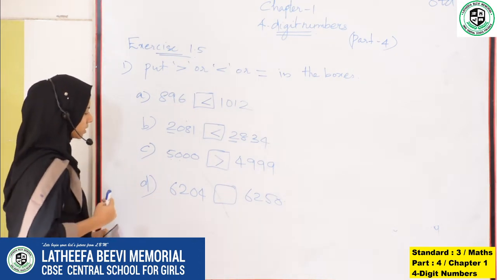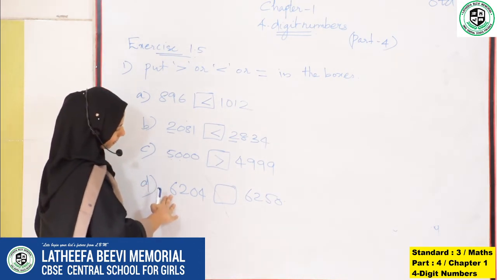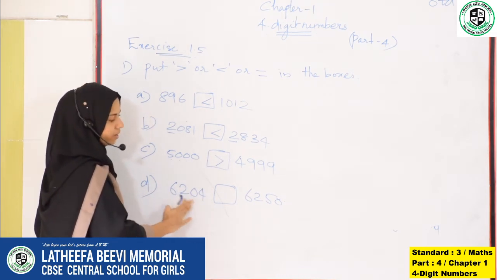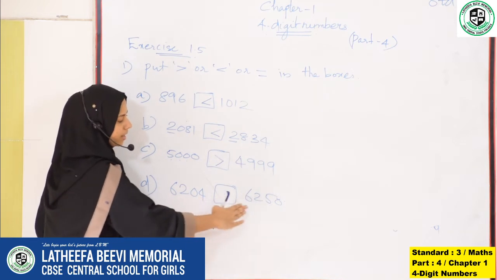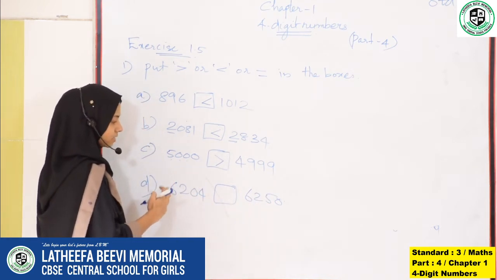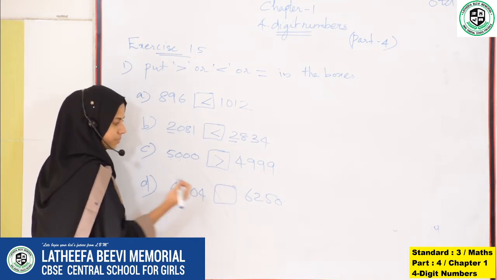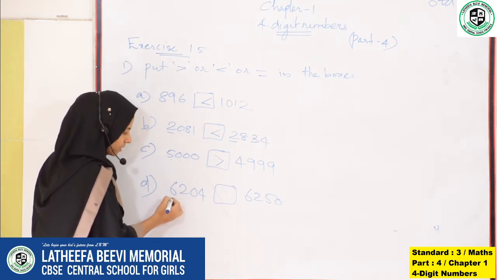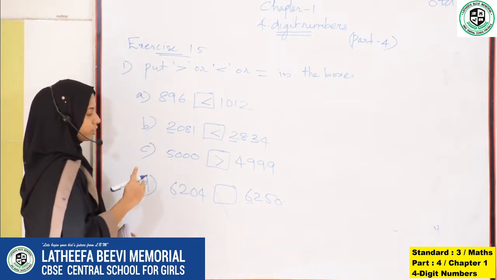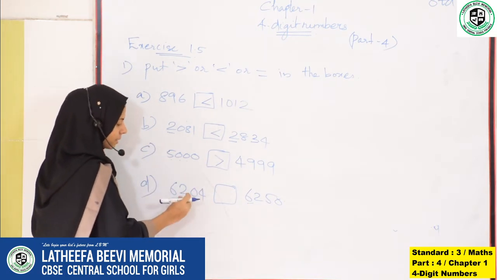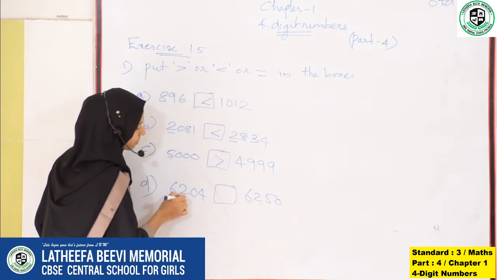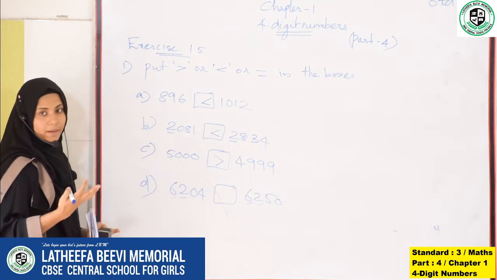Then moving to the next question. Here look, 1, 2, 3, 4. 4 digits are in this number and here also 4 digits are in this number. Then first we want to check whether the first digits are the same. Here the first digits are 6 and both are the same. Then we want to move to the next digit. The next digit also, here it is 2, here it is 2. That also is the same. Then how to do the comparison?